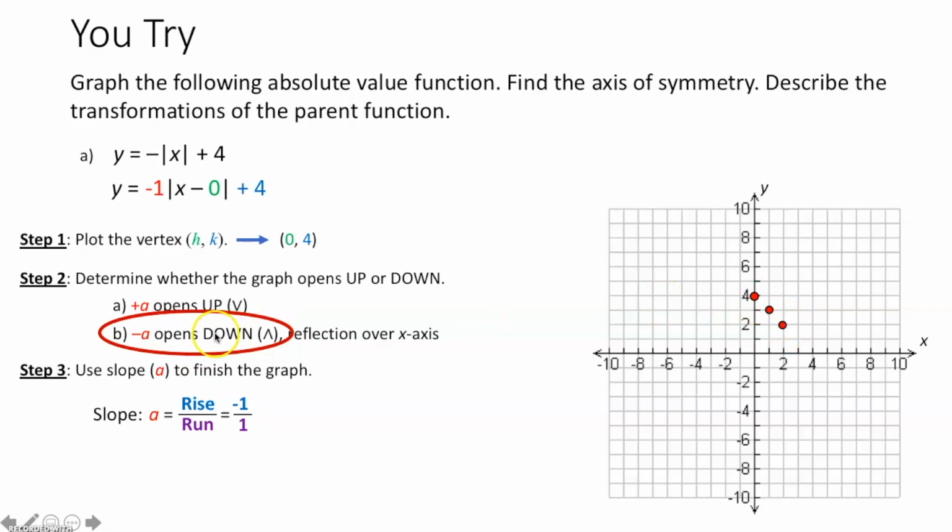How do we get the other half? Well, the graph opens downward. It's a downward facing V. So we're going to go back to our vertex, and we're going to go down 1, left 1, put a point. Down 1, left 1, put a point. Draw a V through those points, and you have successfully graphed your absolute value function.